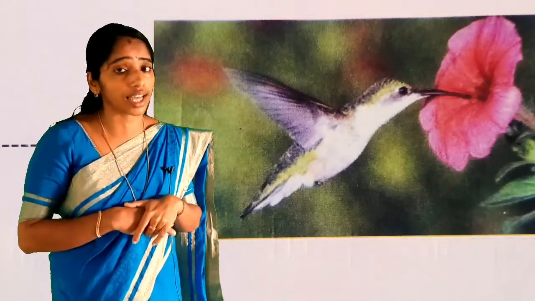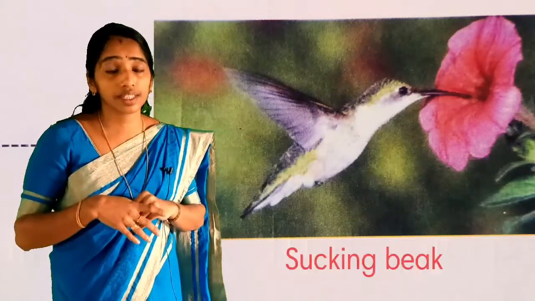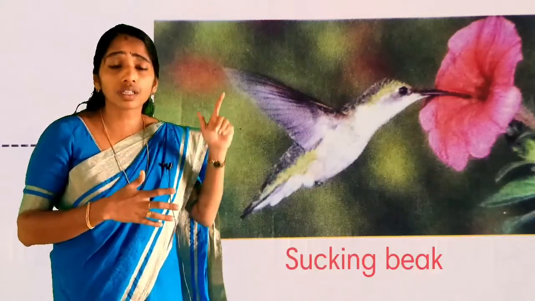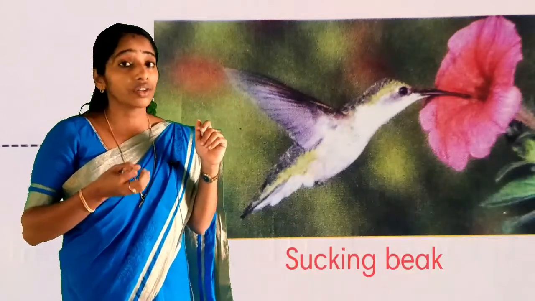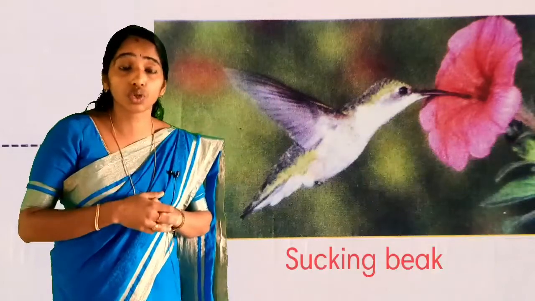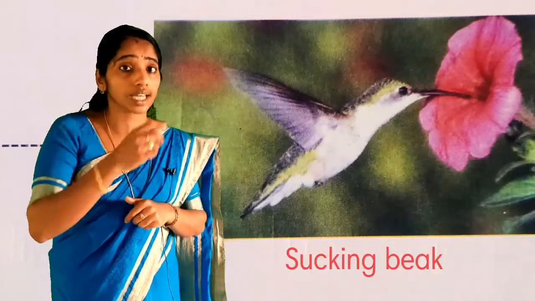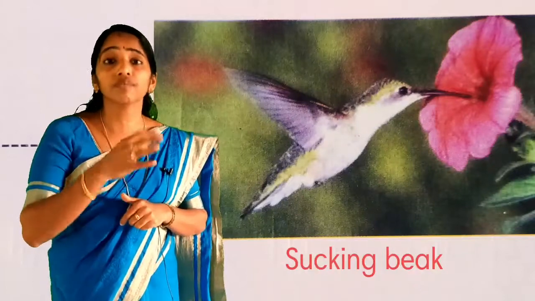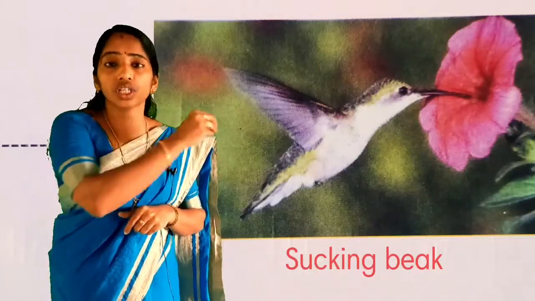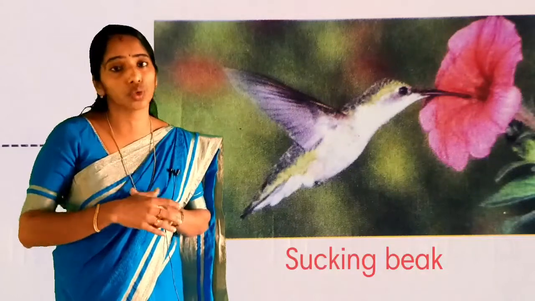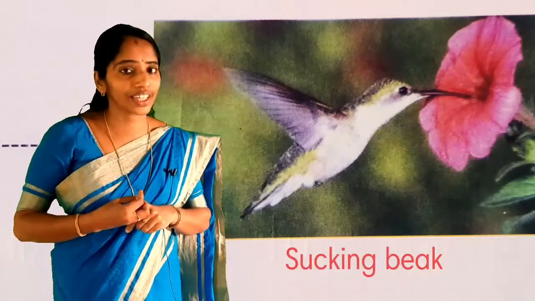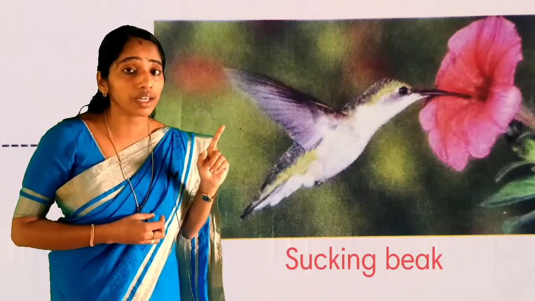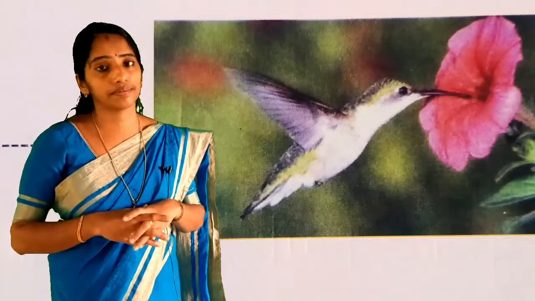Children, this type of beak we can call a sucking beak, because the hummingbird is sucking nectar from the flower. You know, when you are drinking a juice, we use straws, no? Plastic straws, in olden times. The same function the hummingbird's beak is doing here, sucking nectar from the flower. So the second type of beak is the sucking beak.